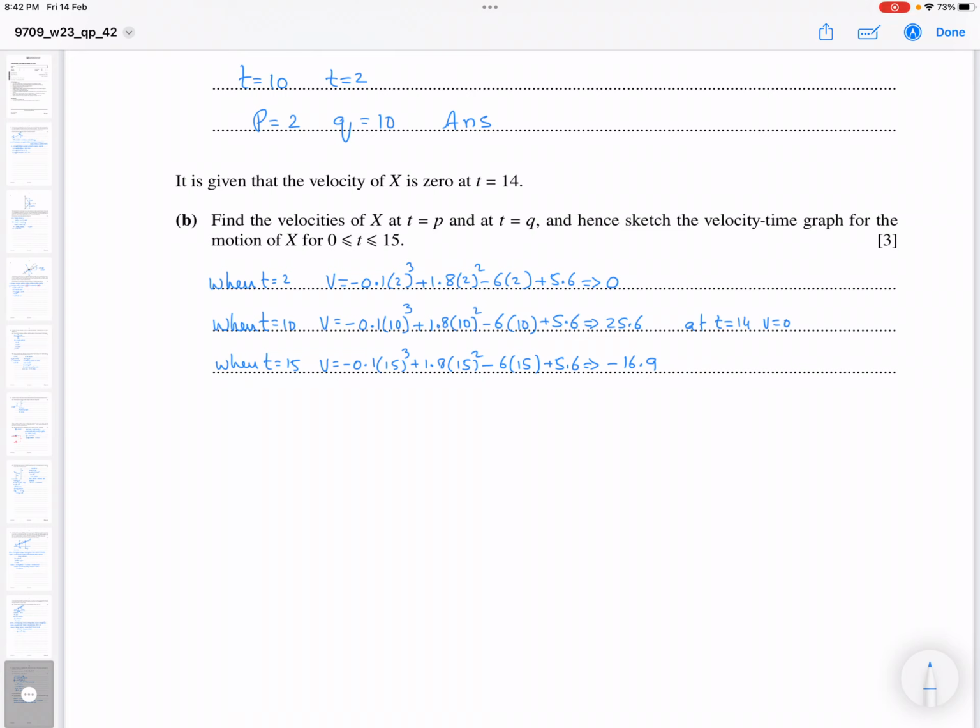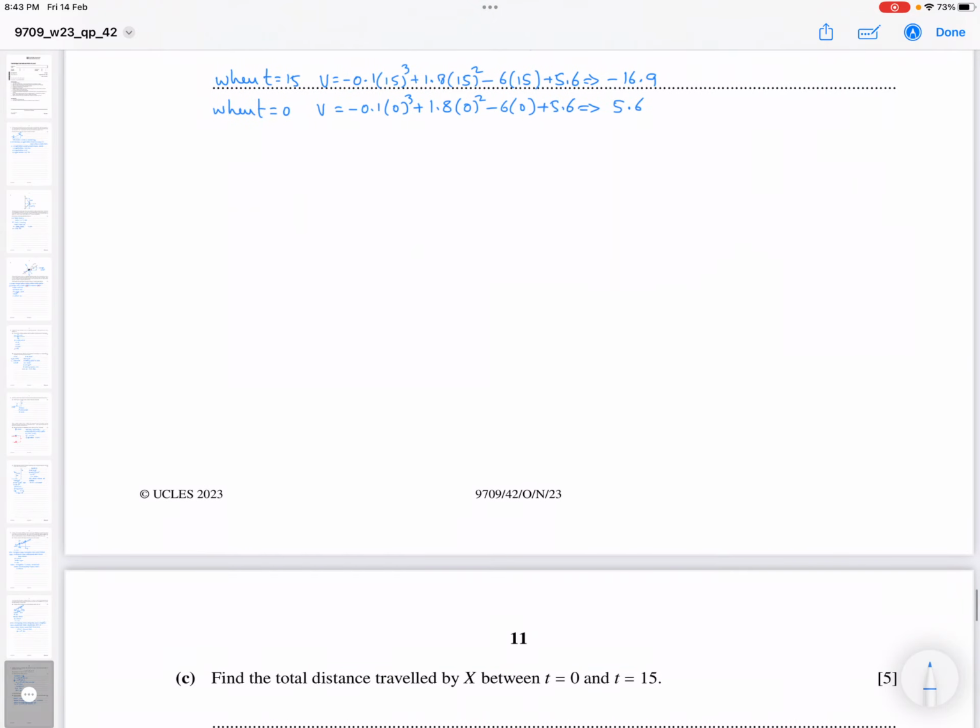And now in the last, we should also find out when t is equal to 0. So what is our velocity? Minus 0.1 times 0 cube plus 1.8 times 0 square minus 6 times 0 plus 5.6. This gives us 5.6. Now we have all our values. So let's sketch the graph.